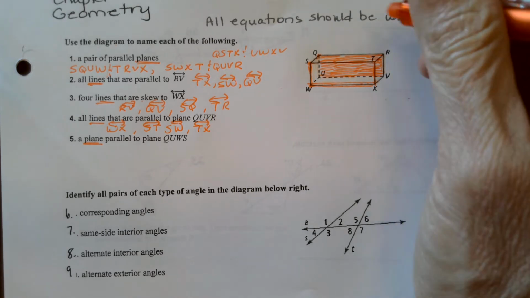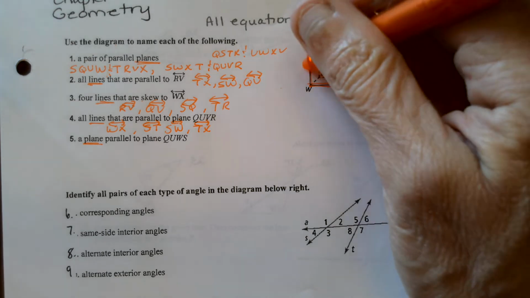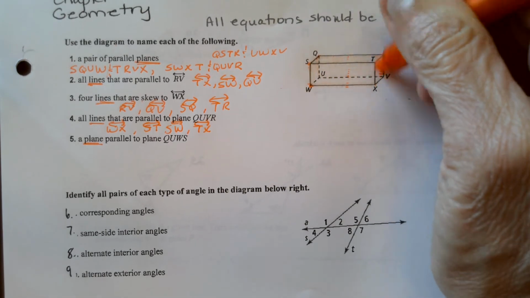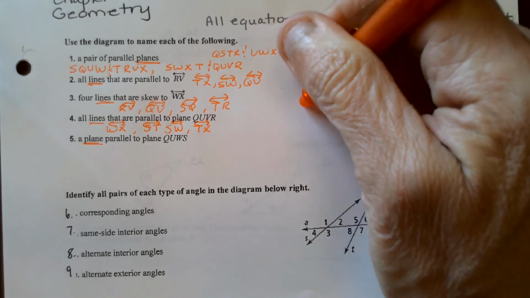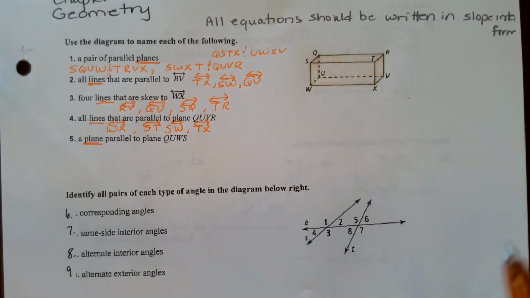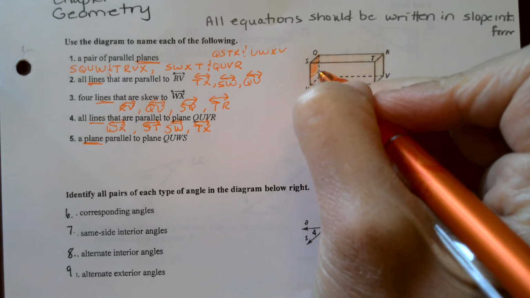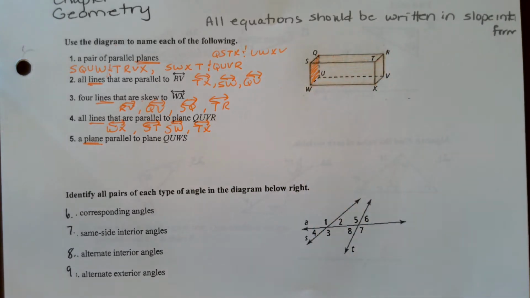All right, and then we need a plane parallel to QUWS. So one more erasure, and it's worth it to erase and keep trying to shade so your eyes see it. QUWS, QUW. Okay, so right here, I need a plane parallel to it.